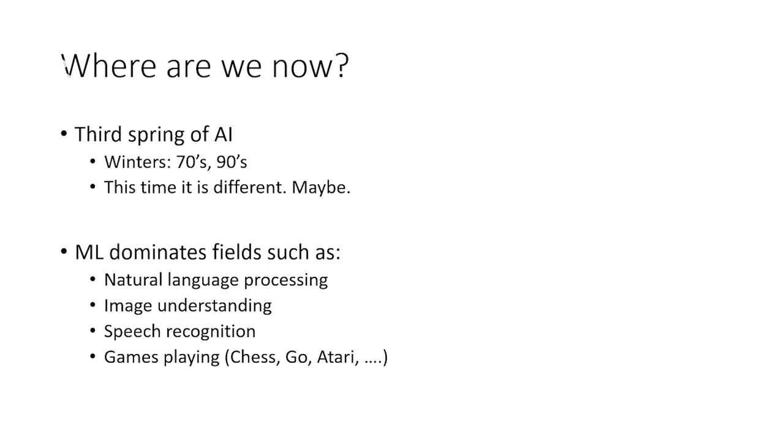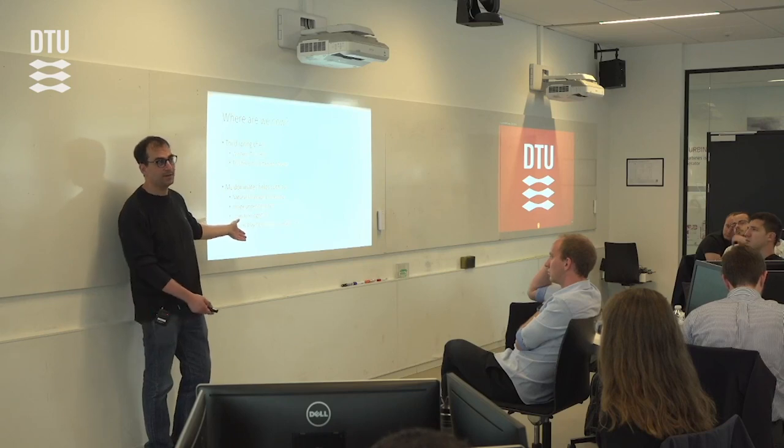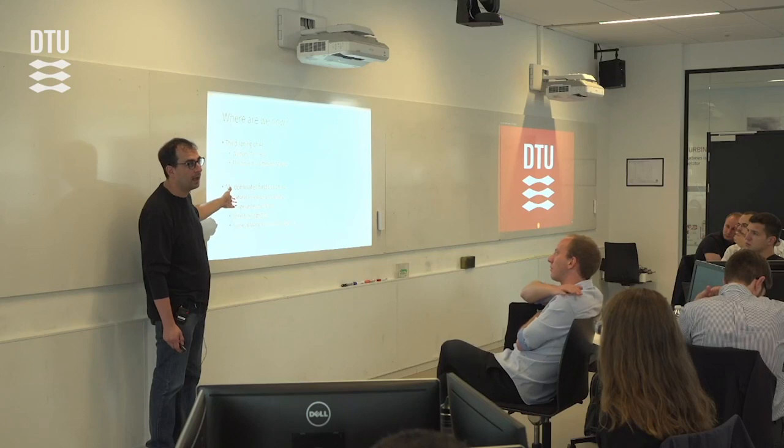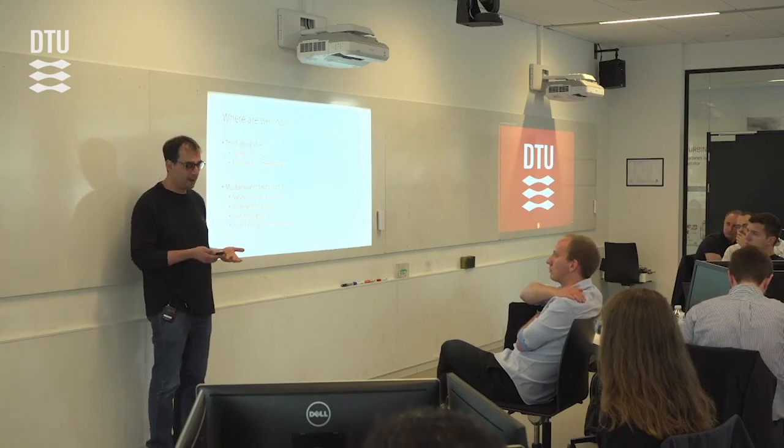The reason is that there is real economic value in machine learning. There is real money to be made. And especially machine learning dominates fields like natural language processing, image understanding, speech recognition, and game playing. Note that renewable energy is not here. Yes, this is why you are here. So if you want to solve an image understanding problem and you're not using machine learning, then you're not doing something right. I mean, you're behind the curve.